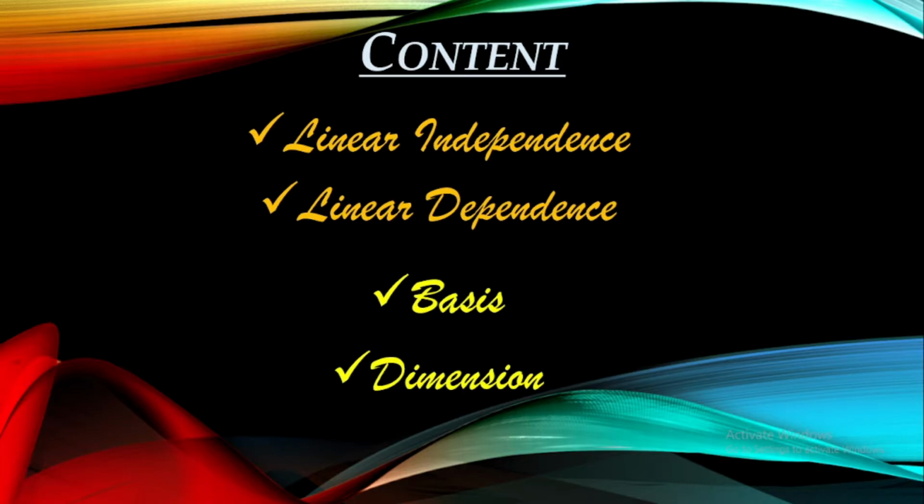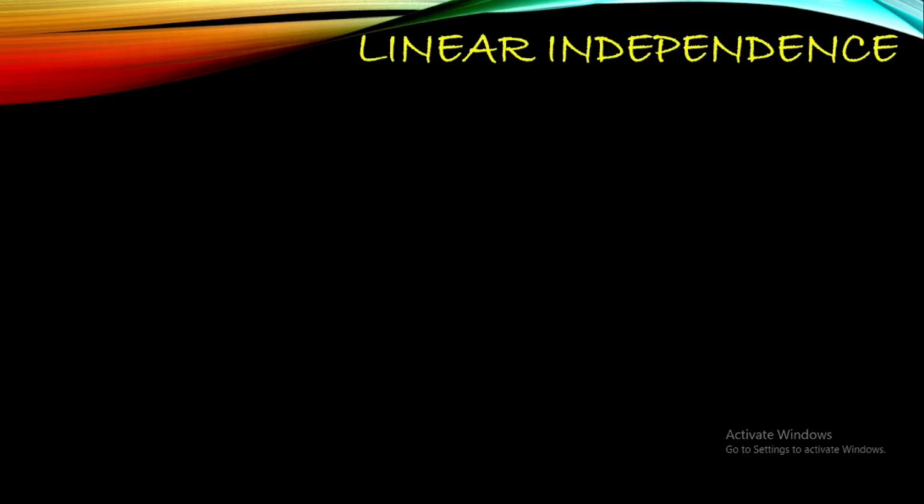So let's start today's class on quantum mechanics, or we can say especially dealing with the vector space. First we will be dealing with linear independence, or the linearly independent vectors. So what actually is linear independence? Independence means that each vector or parameter is not depending on each other. So how to define these things, let us study.